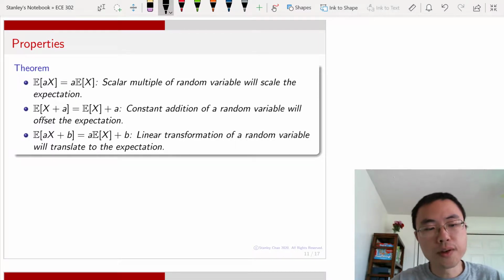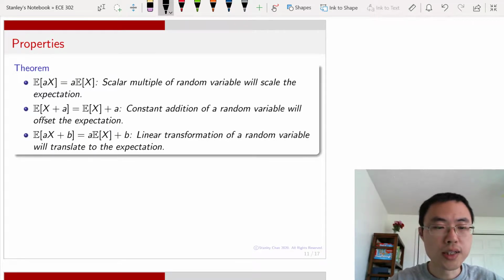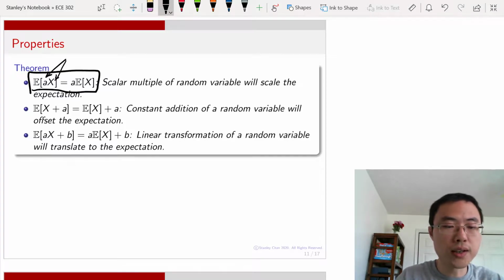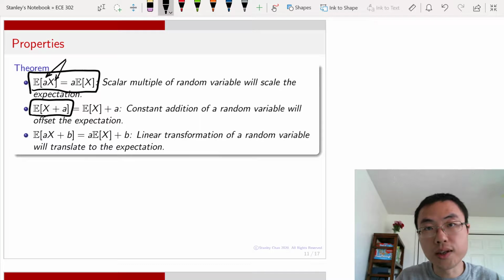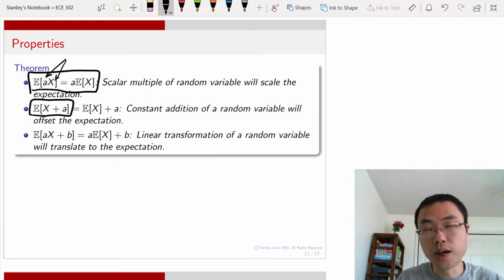Now let's talk about a few properties of the expectations. These properties are not new. When we talked about discrete random variables, we have already talked about these properties. Property number 1 says that if you have a constant A multiplied with a random variable x, the expectation will be applied to x only, and the A can come out. Property 2 says that when you add a constant A to a random variable x, the A will just come out because it's a constant with respect to the expectation. Property 3 says that if you have aX plus b, then a will come out and b will come out. That gives you this linear transformation of a random variable.